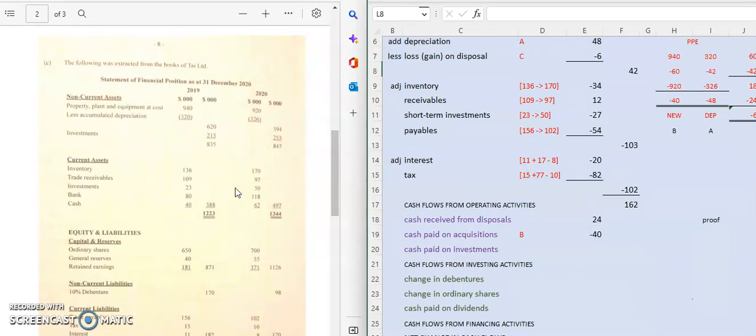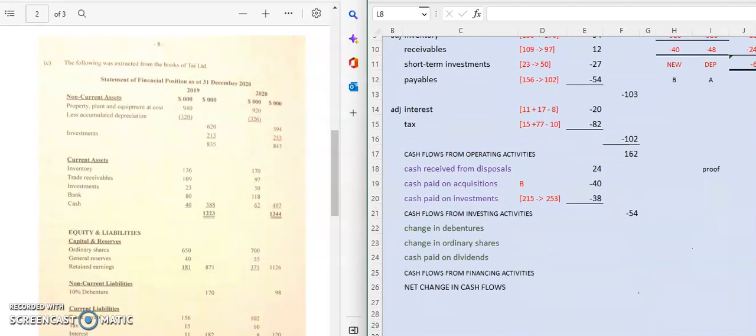And cash paid on the investment. So I started at 215 and I went to 253. So obviously I bought some more investments. All right, $38,000 worth. So I can add those up and get my cash for that. And then for my debentures, okay, there was just a simple case of subtracting, got 72.